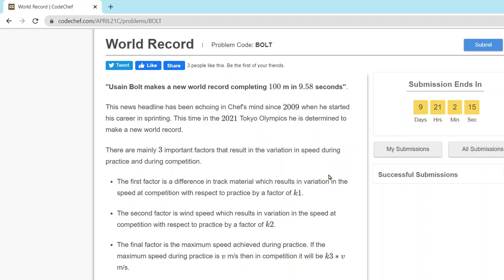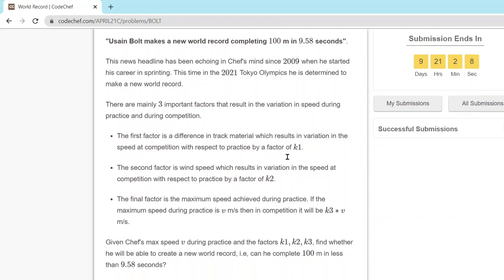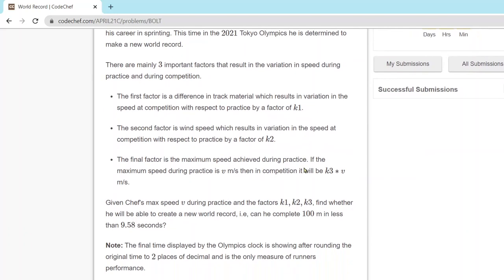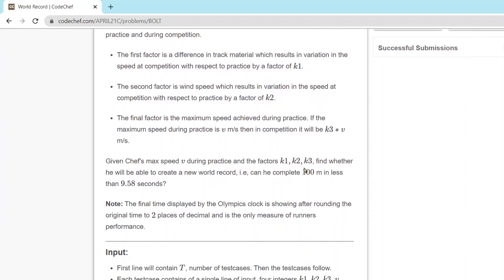Now there are certain factors on which the speed varies for the chef. The first factor is a difference in track material, which is represented by K1, and the second factor is wind speed, which is represented by K2, and then there is the final factor, which is represented by K3 into V. What we have to find is whether or not the chef is going to break the world record in different conditions depending upon the factors.